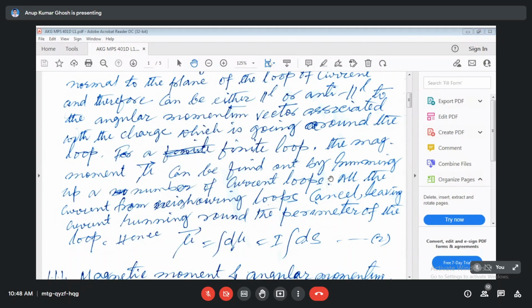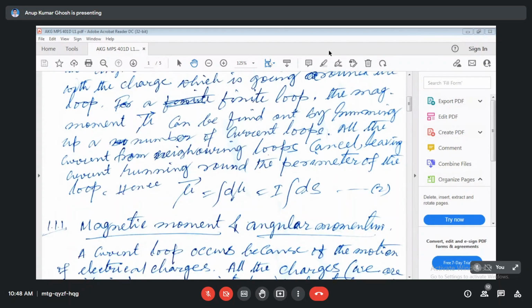So we can write, if mu is the moment for the bigger loop, then mu equals the integration of d mu, where d mu is the magnetic moment for the elementary loop, and this will be I into dS, and the sum over dS will be S, the area of the whole circuit or whole loop.